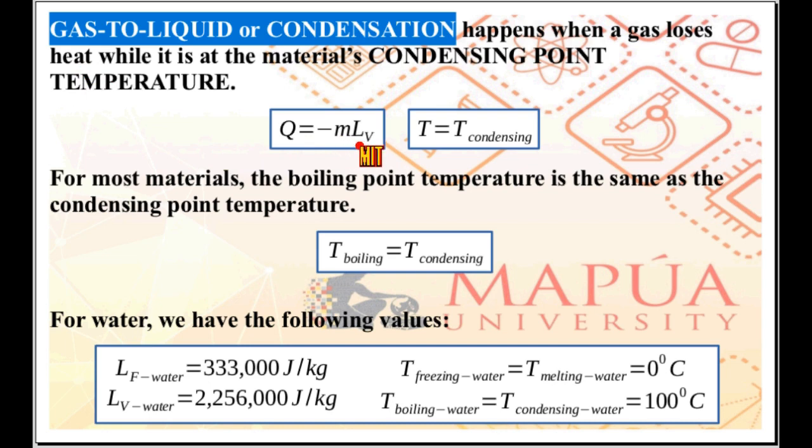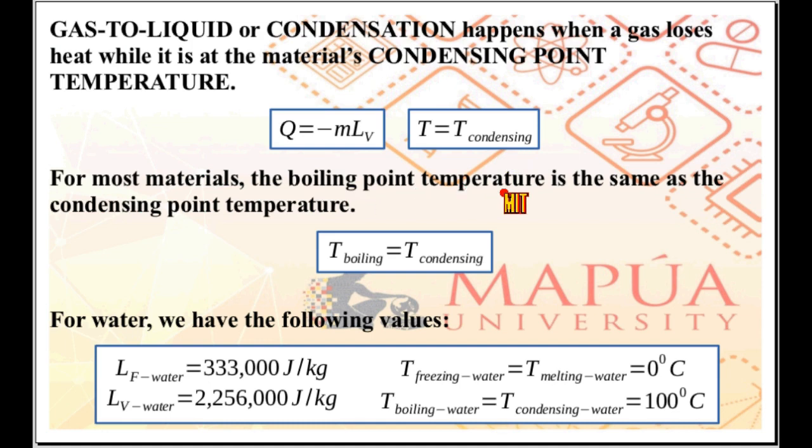m is the mass of the object, and again, LV is the heat of vaporization of the material that makes up the object. So LV is used for both the liquid to gas transition and the gas to liquid transition, just as LF is used for the solid to liquid or liquid to solid transition. So again, gas to liquid, or condensation, happens when the object loses the right amount of heat while it is at the condensing point temperature of the material making up the object. And for most materials, the boiling point temperature is the same as the condensing point temperature. T boiling is equal to T condensing.